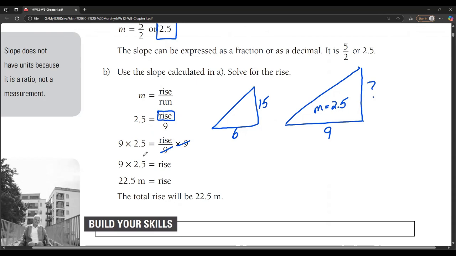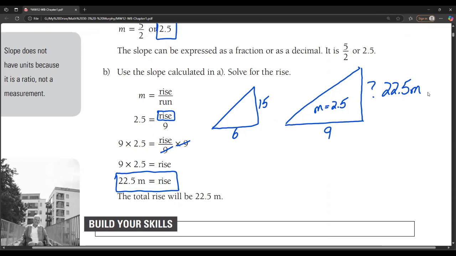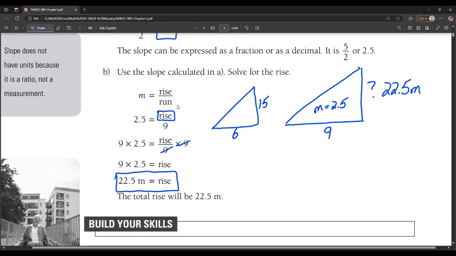And now you have rise equals 9 times 2.5. And the rise ends up being 22.5. So after all, that's what it was. Okay, so that's how we can use slope to figure out either a rise or a run. And yeah, if you were given the rise, you could figure out the run and vice versa.